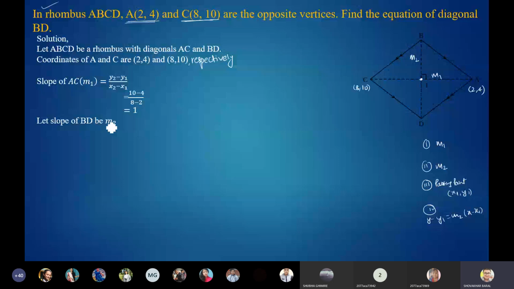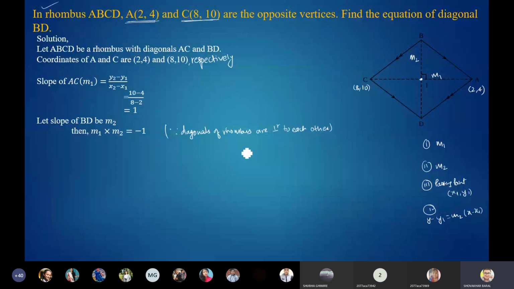So let slope of BD be M2. Then M1 times M2 equals minus 1, because they are perpendicular. You can write it in the bracket also. We use the condition M1 into M2 equals minus 1 because the diagonals of a rhombus are perpendicular bisectors of each other. Sorry, diagonals of rhombus are perpendicular to each other.